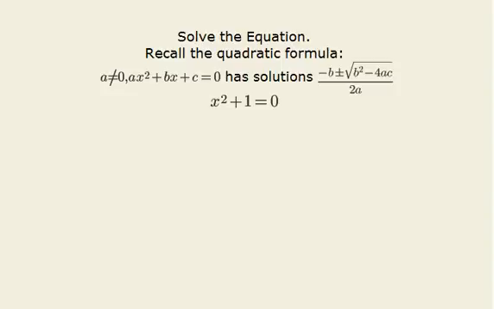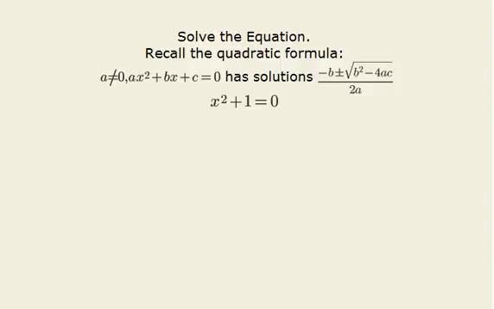Solve the equation x squared plus 1 equals 0. Since this is a quadratic equation, we should see if we can factor it to solve. If we can't find any factors, then the quadratic formula will always work to solve the equation. This equation, x squared plus 1 equals 0, cannot be factored, so we are going to recall the quadratic formula.